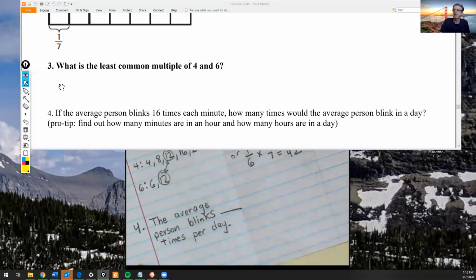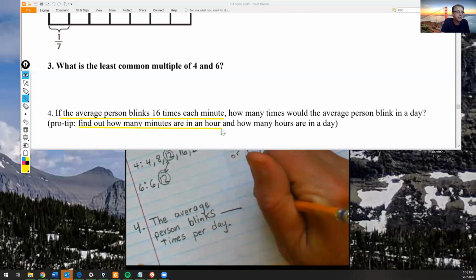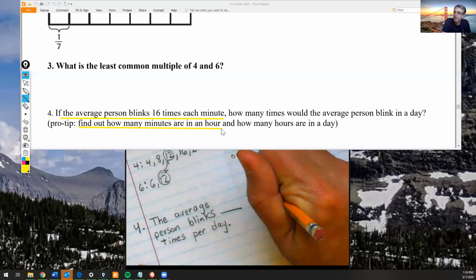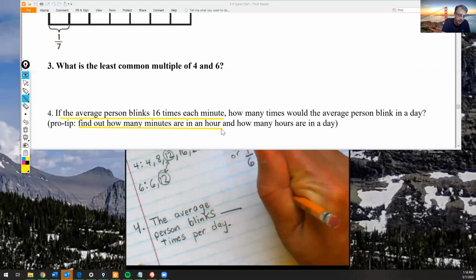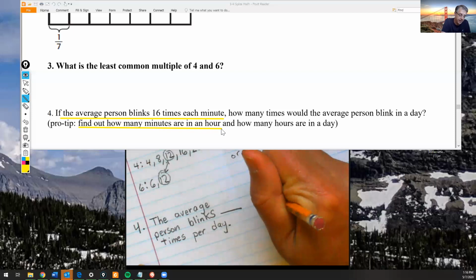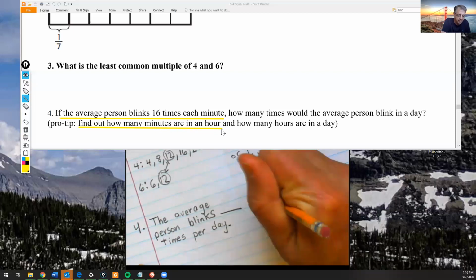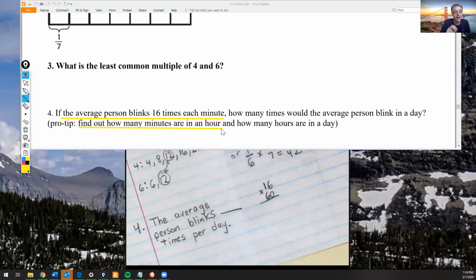Now, it looks like there's a couple steps I have to do in this word problem, boys and girls. First of all, what it tells me first here is that the person blinks 16 times a minute. Well, how am I going to get from there to how many times they blink in a day? The first thing is to get this pro tip. How many minutes are in an hour? So I know that there are 60 minutes in an hour. So I'm going to take the number of times a person blinks in a minute, and I'm going to multiply it by 60 to get the number of times that somebody blinks in 1 hour.